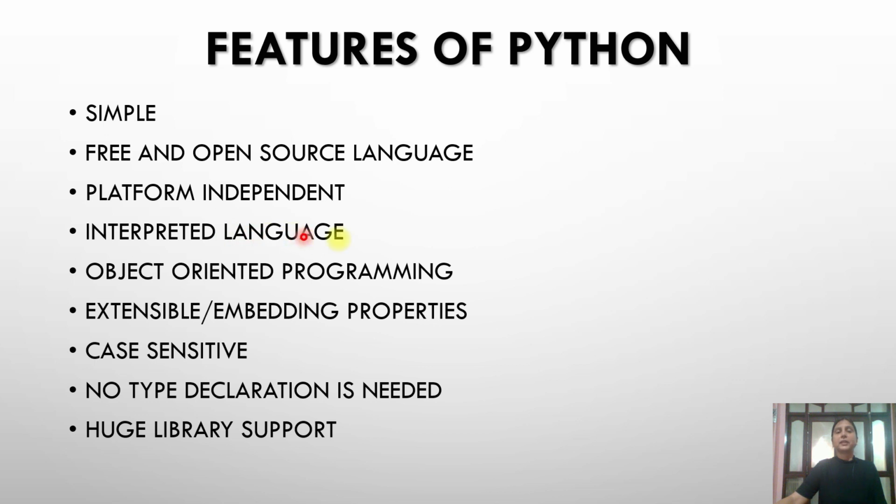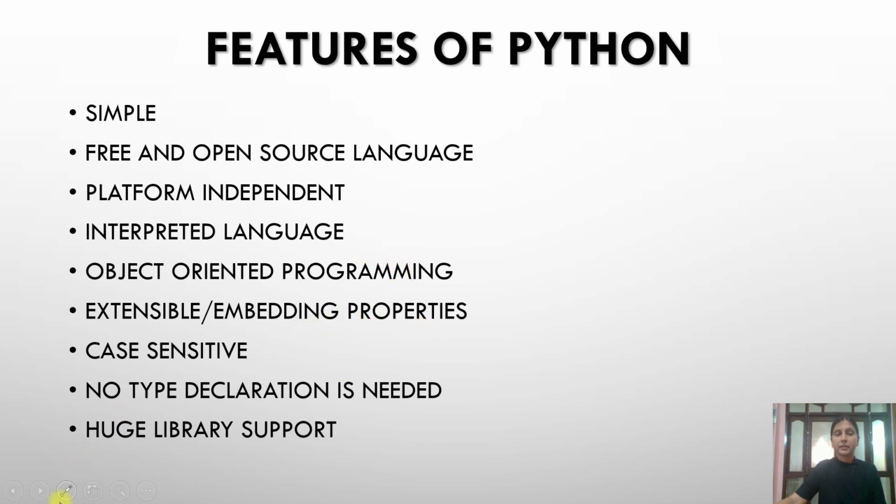Next is interpreted language. Interpreted language means Python uses interpreter, and we all know interpreter runs the code line by line. Although it is interpreted language, but compilation is also one of the steps, like in Java. In Java, if you remember, source code is converted into the bytecodes after compilation, and then bytecodes converted into machine code when it passes through JVM.